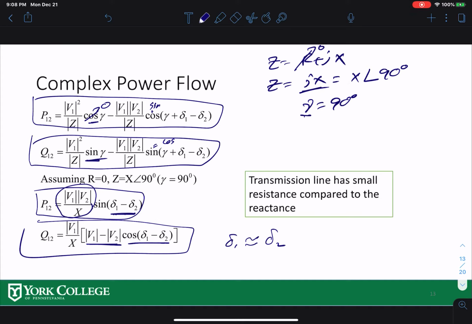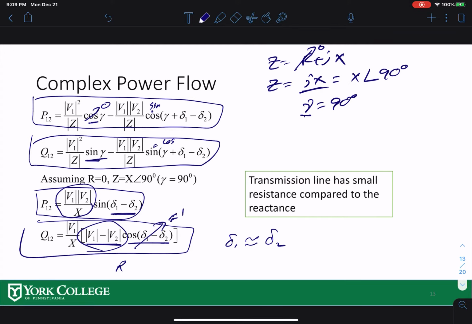There's not much difference there. So this one becomes kind of 1, and this becomes kind of 1 here. Then your reactive power only depends on the voltage difference between two nodes. So here, real power flow is governed by the voltage angle.